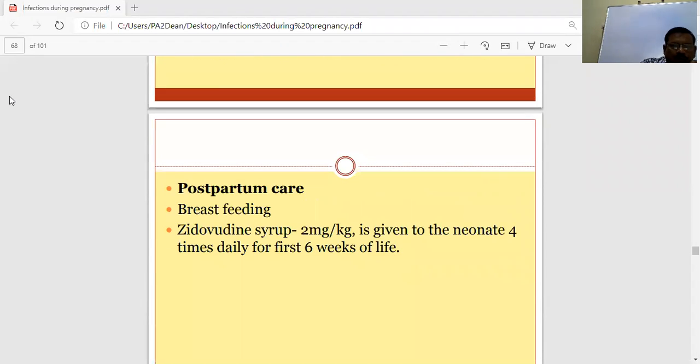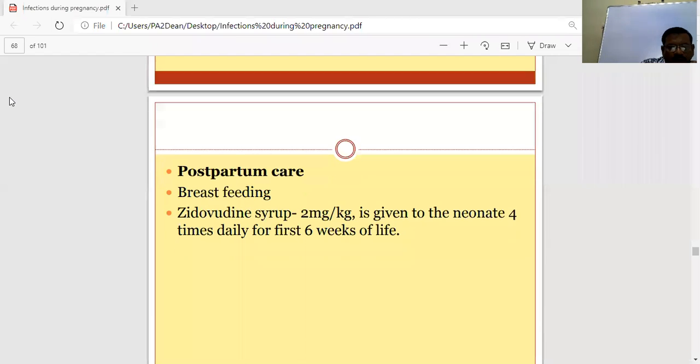Coming to the postpartum care, breastfeeding can be given, and zidovudine syrup 2 milligrams per kg is given to the neonate 4 times daily for the first 6 weeks of life.